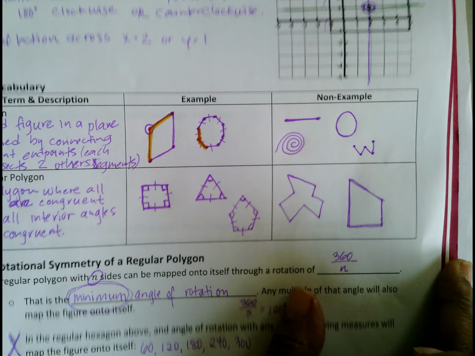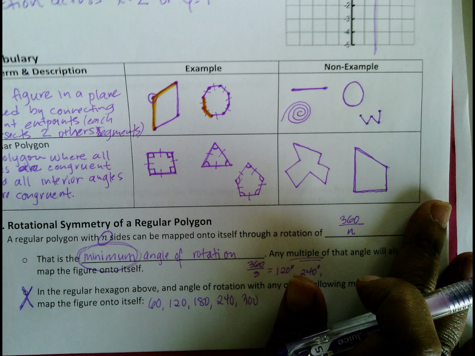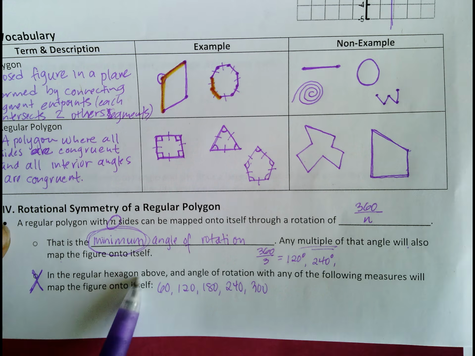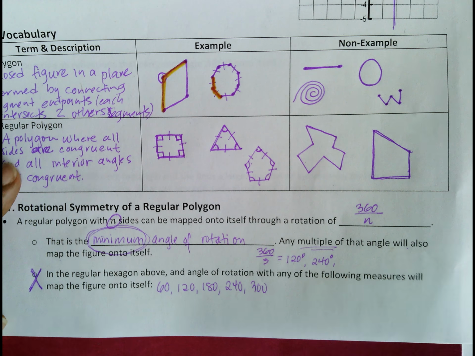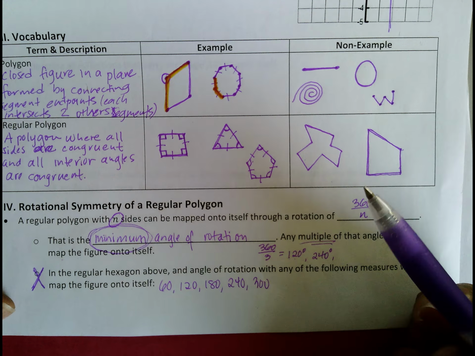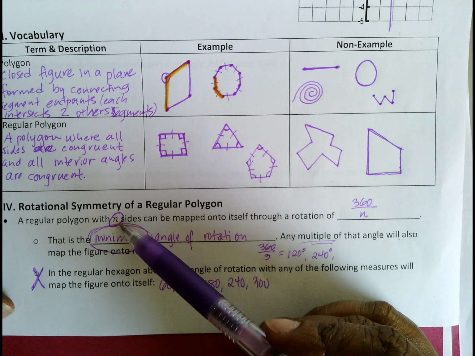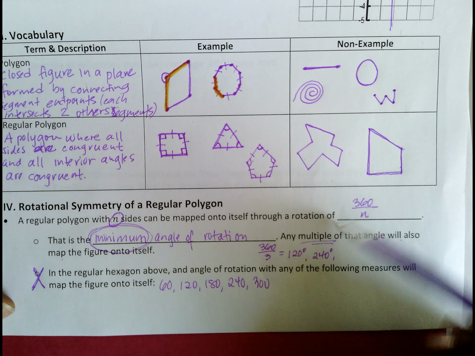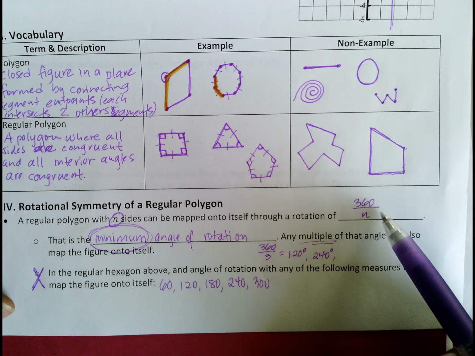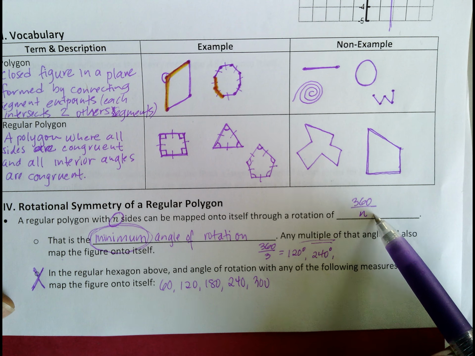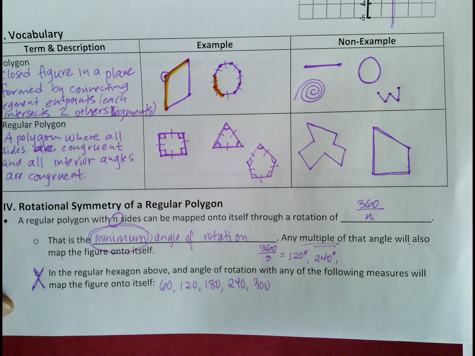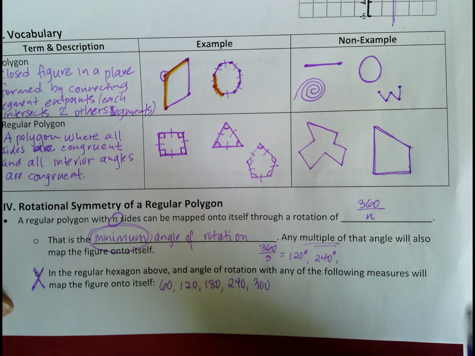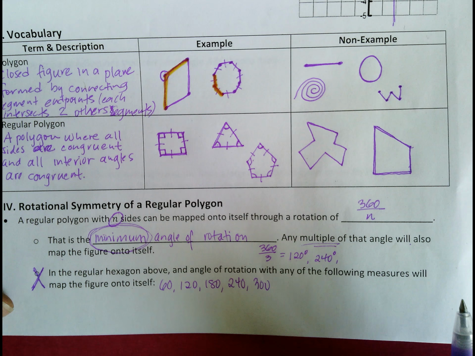Now, go ahead, and this is where we get to the important stuff. Not that the rest of the stuff wasn't important, but this is a major takeaway. The rotational symmetry of a regular polygon, okay? So a regular polygon with this amount of sides can be mapped onto itself through a rotation of 360 degrees divided by the number of sides the polygon has, okay? So if you're being asked, what degree of rotation would map this polygon onto itself?